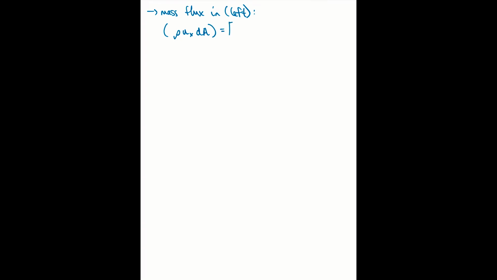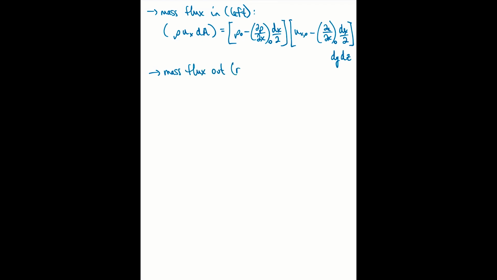Go ahead and sub that all in from what we did previously. So our density at this location, I'll just write it down here quickly. And then dA is, of course, as I have labeled up there, dy times dz. Mass flux out, which is at our right face because we have positive velocity in our positive x direction.